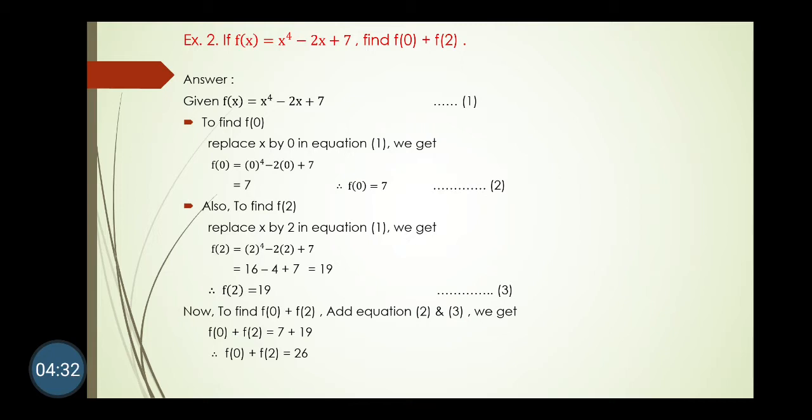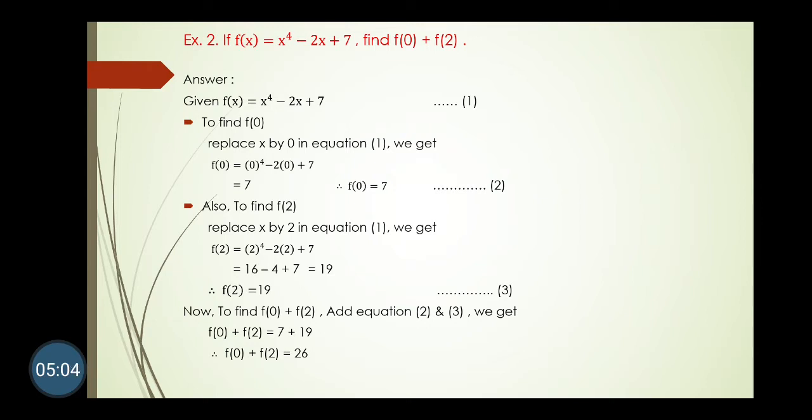Now the next one, we find f of 2 by replacing x by 2 again in equation 1. We get f of 2 is equal to 2 raised to 4 minus 2 into 2 plus 7. So what is the value of 2 raised to 4? We multiply 2 four times. So 2 into 2, again 2 into 2. So 2 2s are 4 and 4 4s are 16. Minus 4, 16 minus 4 is 12 and 12 plus 7 is 19. So we get the answer f of 2 is equal to 19.